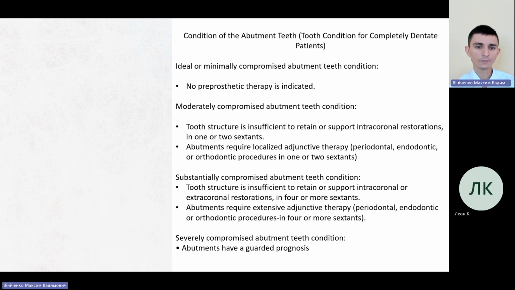Substantially compromised abutment teeth condition: tooth structure is insufficient to retain or support intracoronal or extracoronal restorations in 4 or more sextants. Abutments require extensive adjunctive therapy, periodontal, endodontic, or orthodontic procedures in 4 or more sextants. And severely compromised abutment teeth condition: abutments have a guarded prognosis.